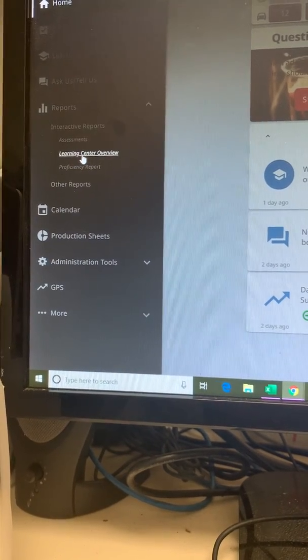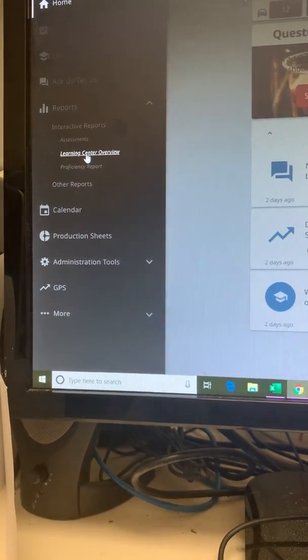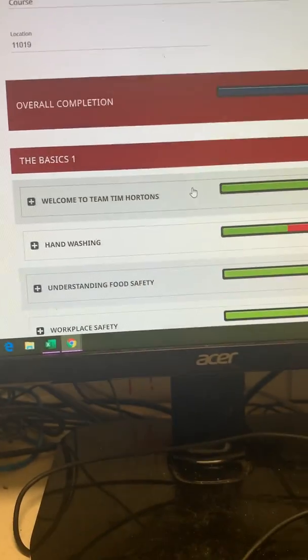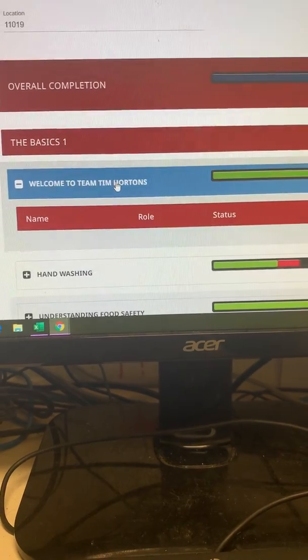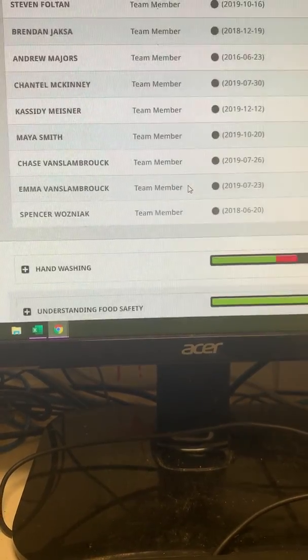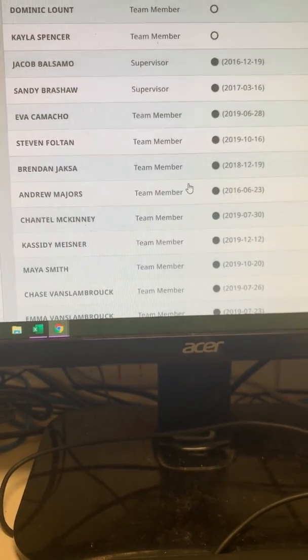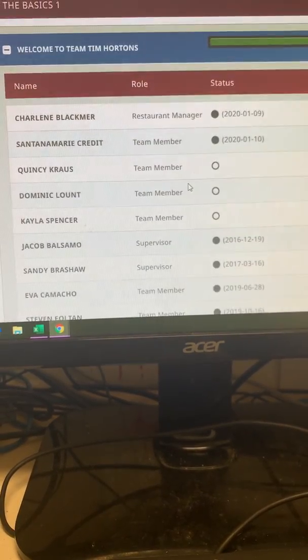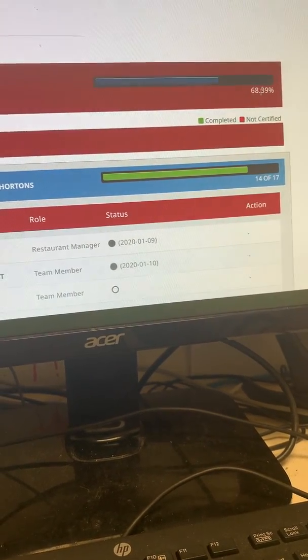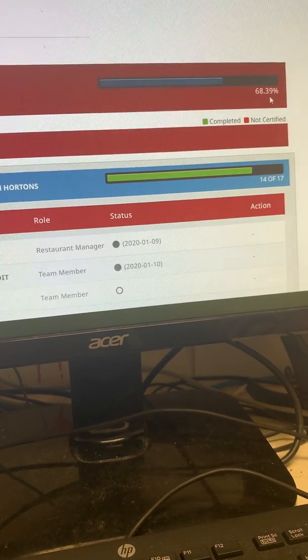How to also check for people that need videos. Let's see here. I go to the Learning Center overview, and this is where you can check per section who has what to do. So this is how I check and let people know that they have videos to do and they need to get them done ASAP. Again, you'll want to make sure that this is above 90.